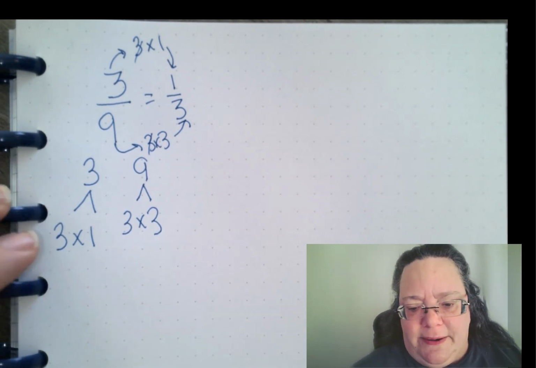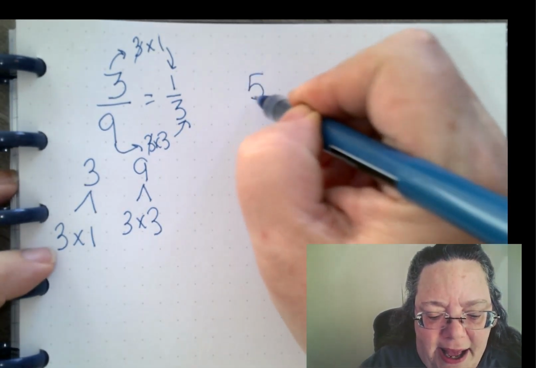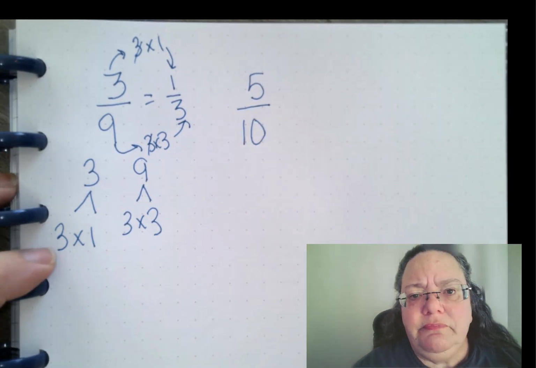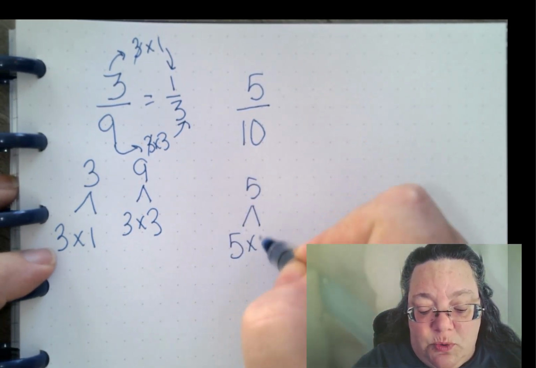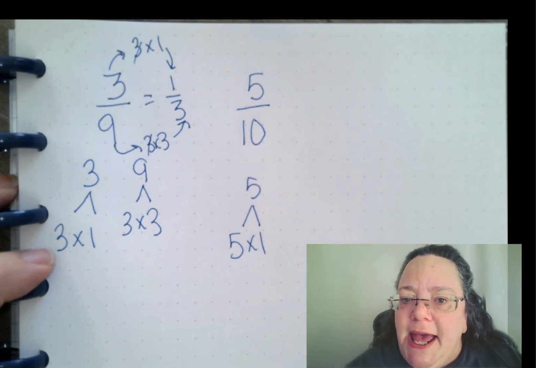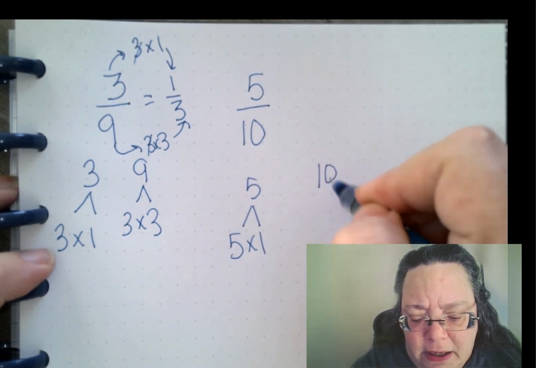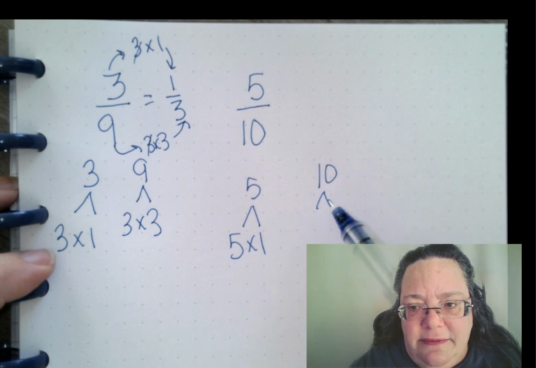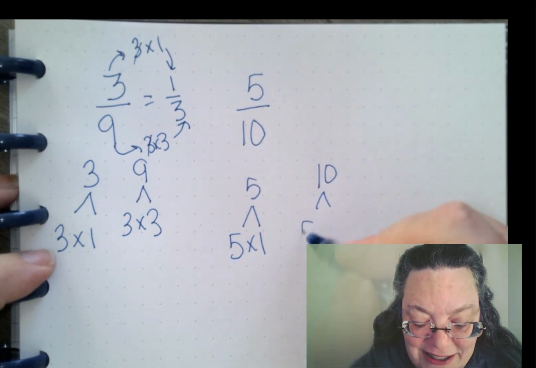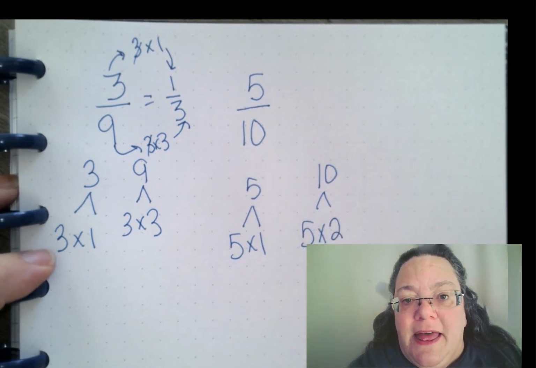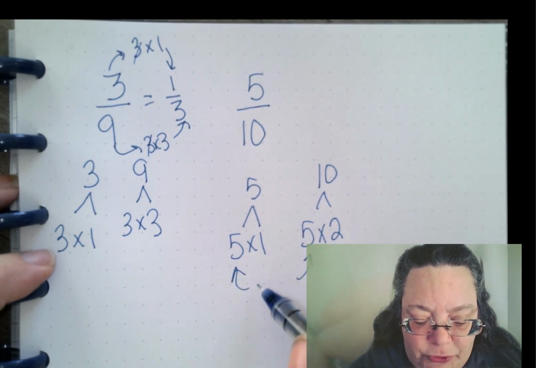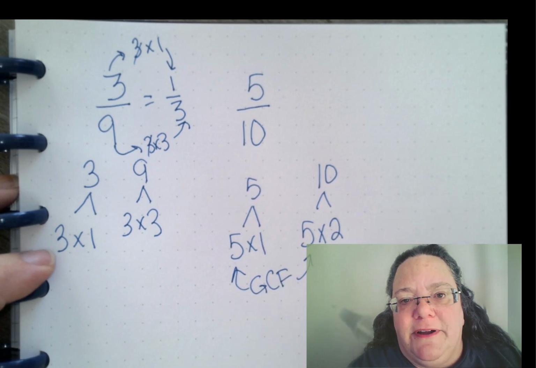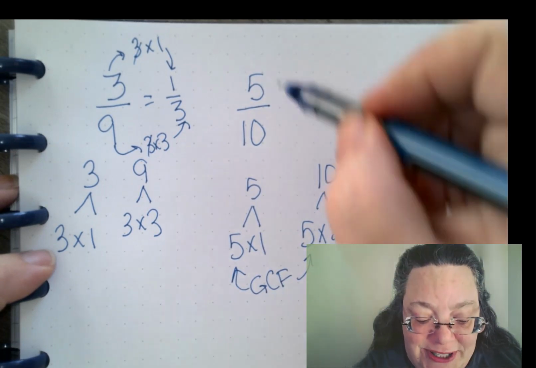Let's try another one. Let's say I have 5 over 10. Well, I know that 5 is 5 times 1. Now, when I look at 10, I'm going to think, well, is there a 5 in 10? Yeah, there is. 5 times 2. That means we have what's called a greatest common factor, or GCF. Let me show you how to reduce it then.